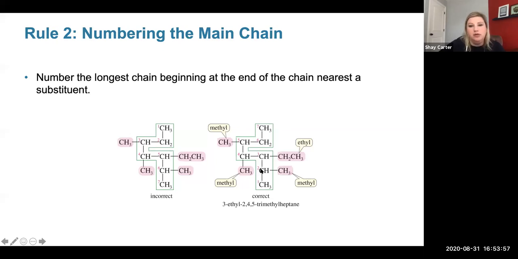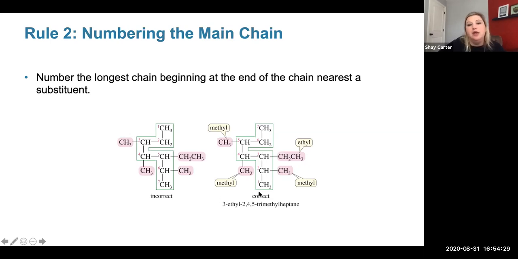1, 2, there's a substituent. That's a methyl group because it only has 1 carbon. On the 3rd carbon, we have an ethyl group. On the 4th carbon, we have a methyl group. On the 5th carbon, we have a methyl group, okay? So our methyl groups are on 2, 4, and 5, and then we have an ethyl group on 3. So we can use our prefix tri for our 3 methyl groups. And then we just need to put the locant for our ethyl group, okay?